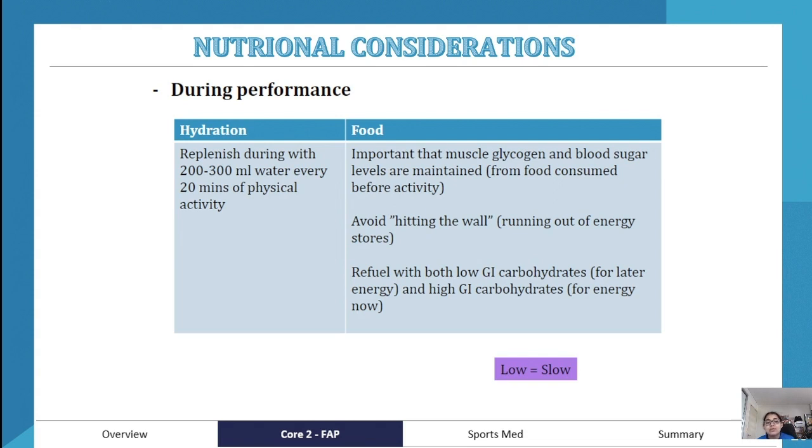So hitting the wall is when you're running out of your energy stores. Hitting the wall happens in the aerobic system when you transition from using carbohydrates as your main source of energy, because the stores have depleted, and you move on to fats and proteins. So when it comes to food, you want to refuel during performance. Refuel with both low GI carbs for later energy and high GI carbs for immediate energy.